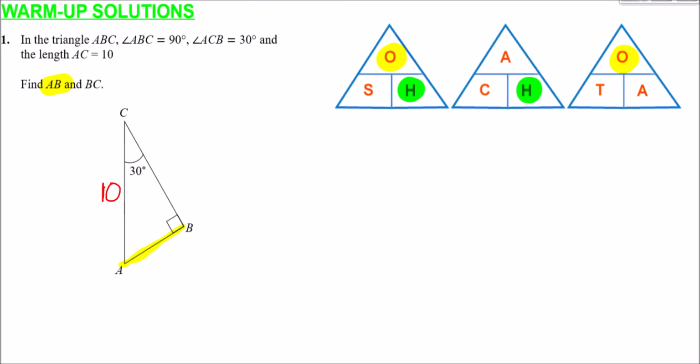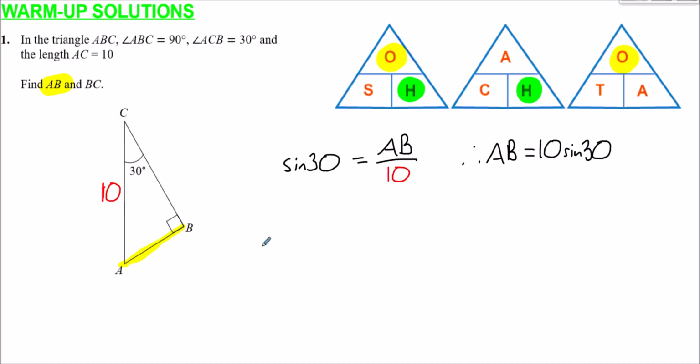So we're going to pick whichever triangle gives us most information. This triangle here has 2 things coloured in, more than the other 2, so we're going to use this SOH triangle for sine of the angle. So for AB, sine 30 is the opposite, which is AB, divided by the hypotenuse, which is 10. And therefore, AB equals 10 sine 30. It's actually probably better and easier to see if we leave it in this form.